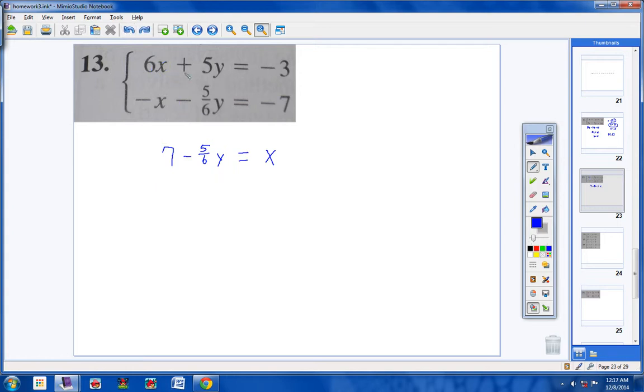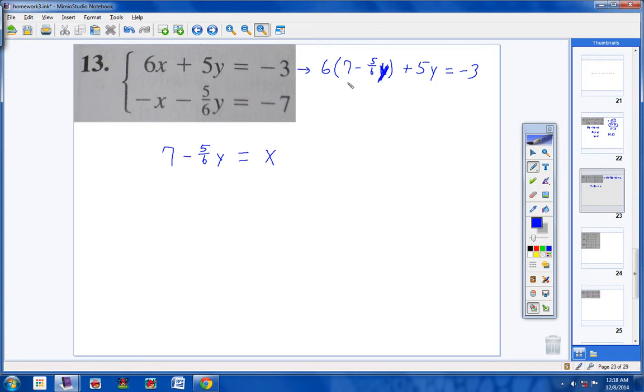Okay? So here we go. We'll do it right over here. 6, and then parentheses. And instead of putting an x, I'm going to put 7 minus 5/6 y, and then plus 5y equals negative 3. Okay, let's go ahead and simplify this left side over here. And actually, this should be 5/6 y. There we go.